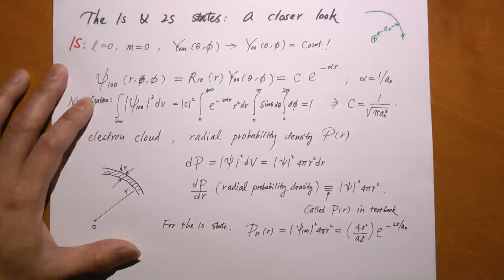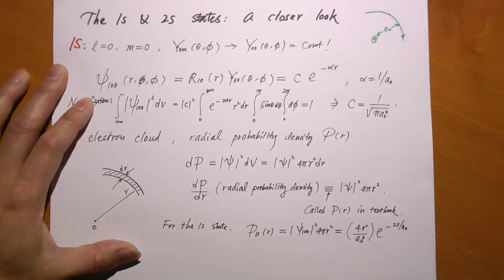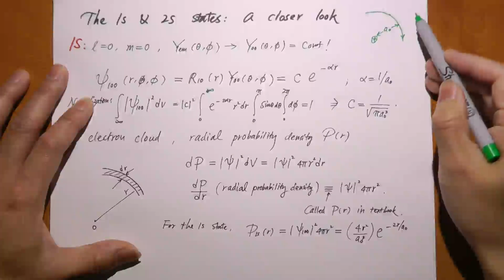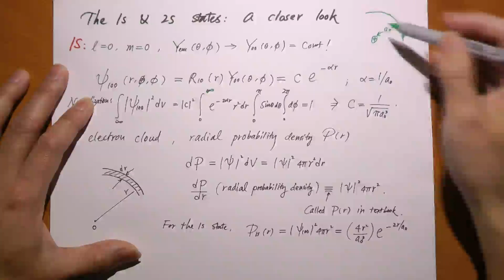And I said that was a naive picture. Because in reality, the electron can be found anywhere in space. Anywhere in space. It's a fuzzy picture instead of a very clear picture.